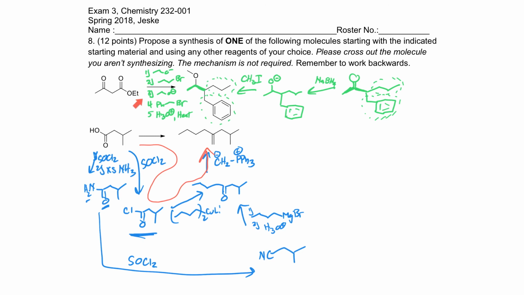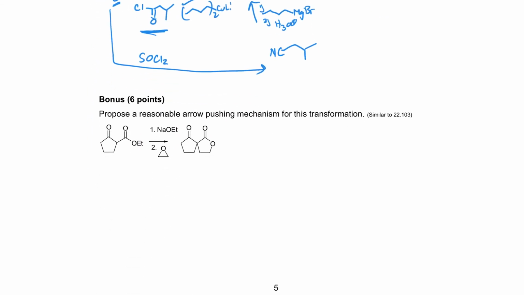So this was really the only way to do this. You could certainly flip steps 2 and 4 if you wanted to. It doesn't matter the order of alkylation there, but this is really the only way to make that first product, recognizing it as an acetoacetic ester synthesis.